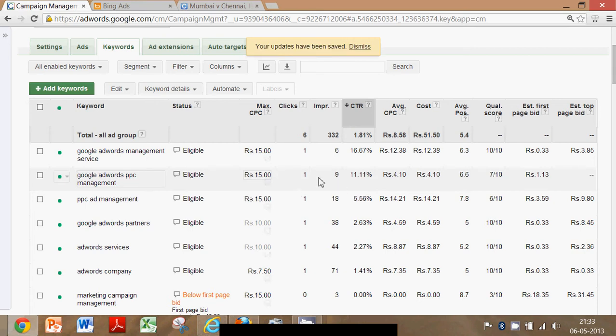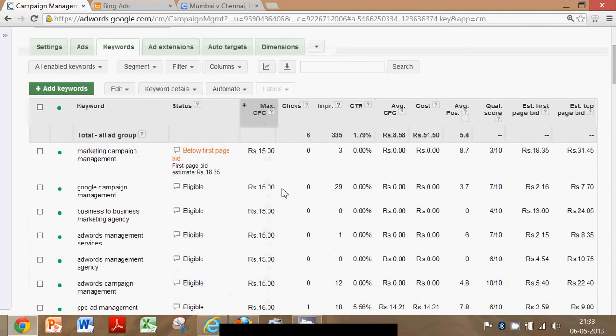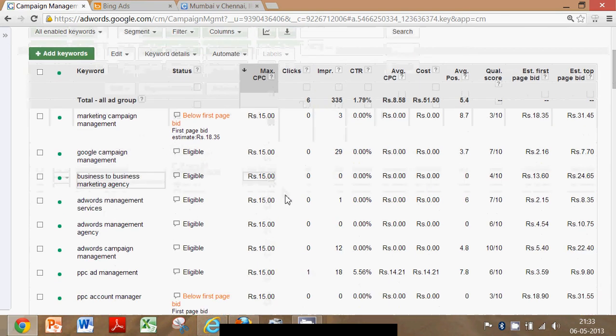Similarly, AdWords company, for example, is a general keyword, and it's a keyword that naturally occurs. A lot of people look for it, so I've got a below average bid for this because I want to optimize my cost. I want to bid higher for keywords that promise me more, and I'll show you the keywords for which I have actually bid higher than my normal keyword. For example, I have bid for AdWords campaign management, for AdWords management agency.